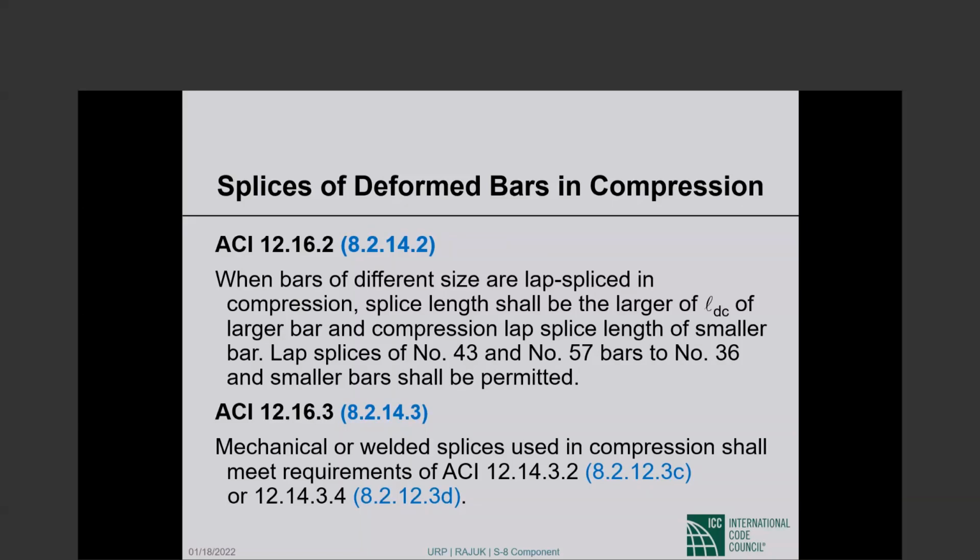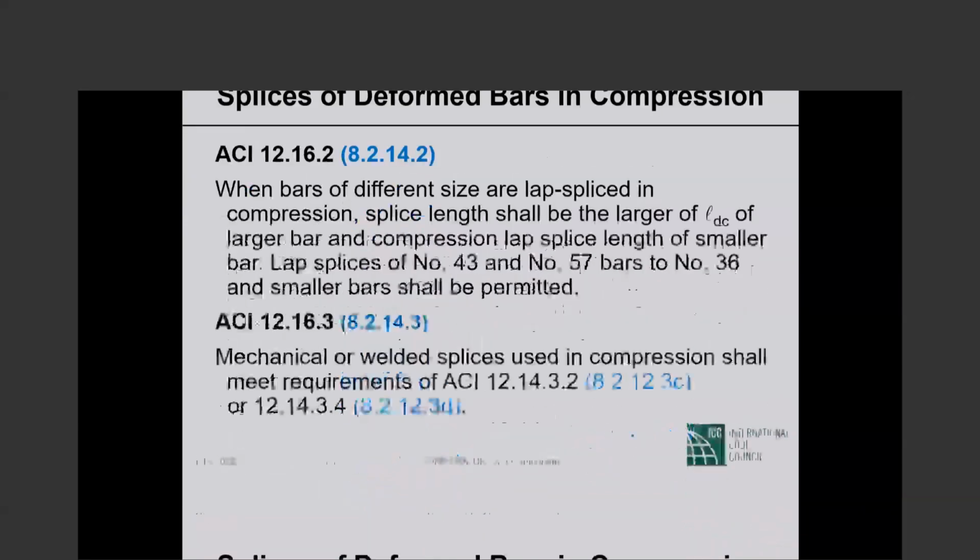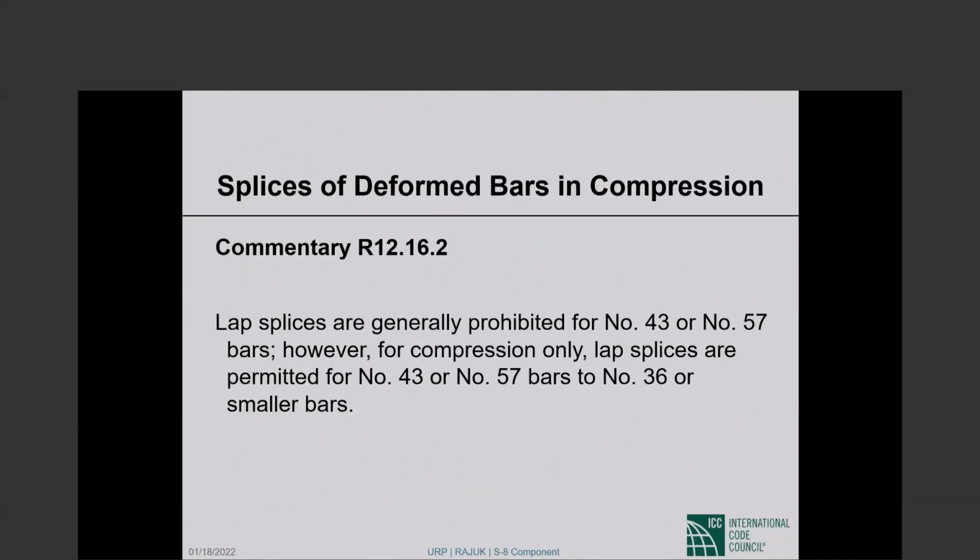Mechanical and welded splices used in compression shall meet requirements of section such and such. There are two different sections, and the sections are full mechanical and full welded. So mechanical or welded splices used in compression shall be full mechanical splices or full welded splices. That less than full business does not apply.